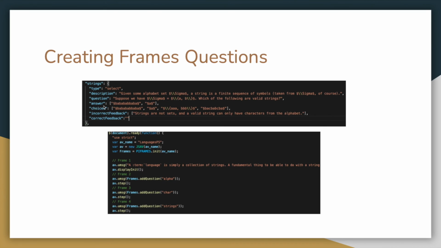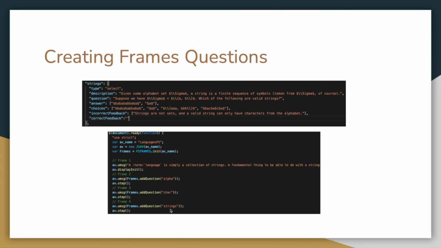The answer field means what are the correct answers, and here we have two correct answers. Choices are the choices that will be presented to students, and they should select the correct answer from these choices. And finally, they should present the feedback they want students to see if the answer is incorrect or the answer is correct. In another file, instructors need to call a function and give it the name for that JSON object.